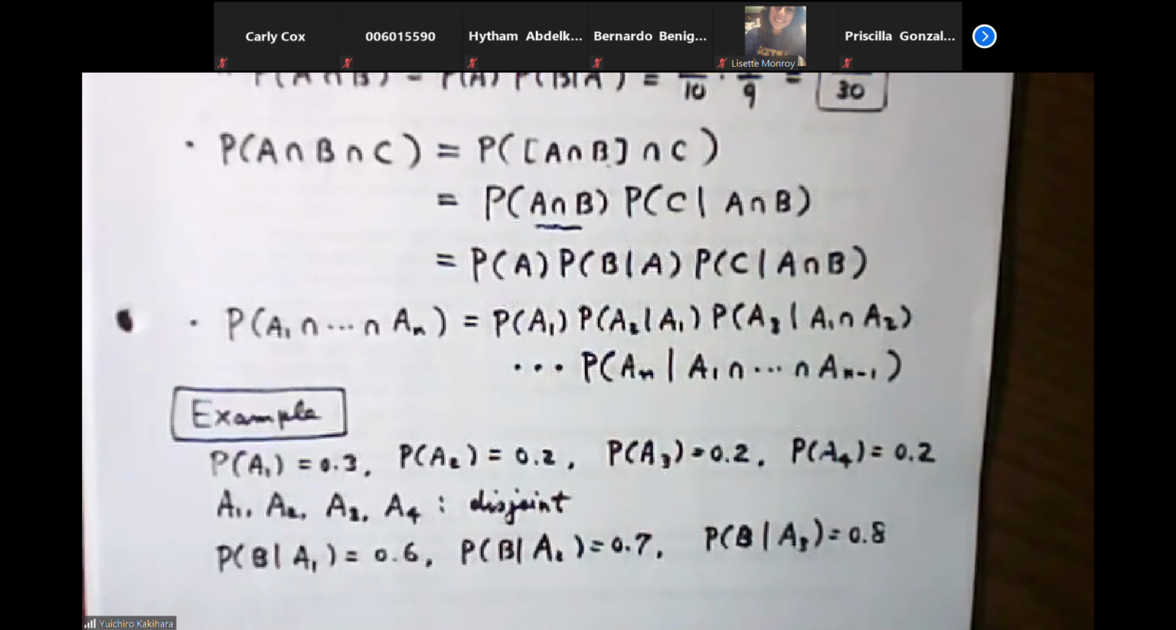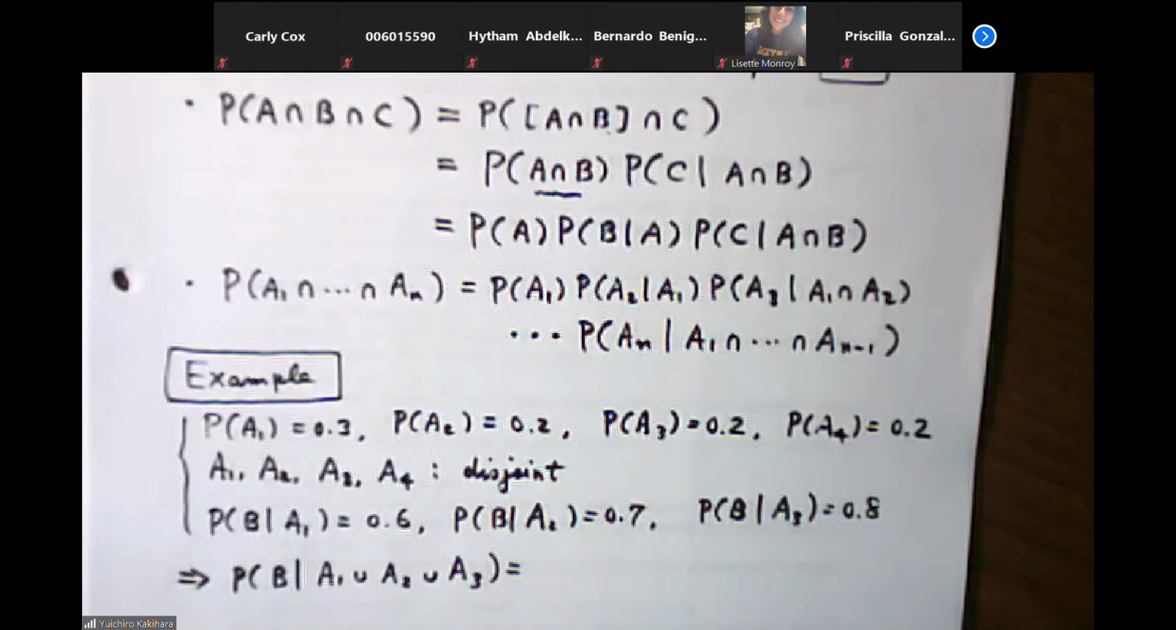That's a picture. So the question is, under these assumptions, what is the conditional probability of B conditioned by A1 union A2 union A3? We'd like to calculate this conditional probability.